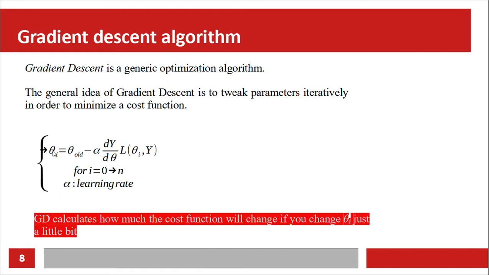So now again, gradient descent calculates how much the cost function will change if we change theta 0, theta 1, and theta up to n a little bit. So how much the cost will change.